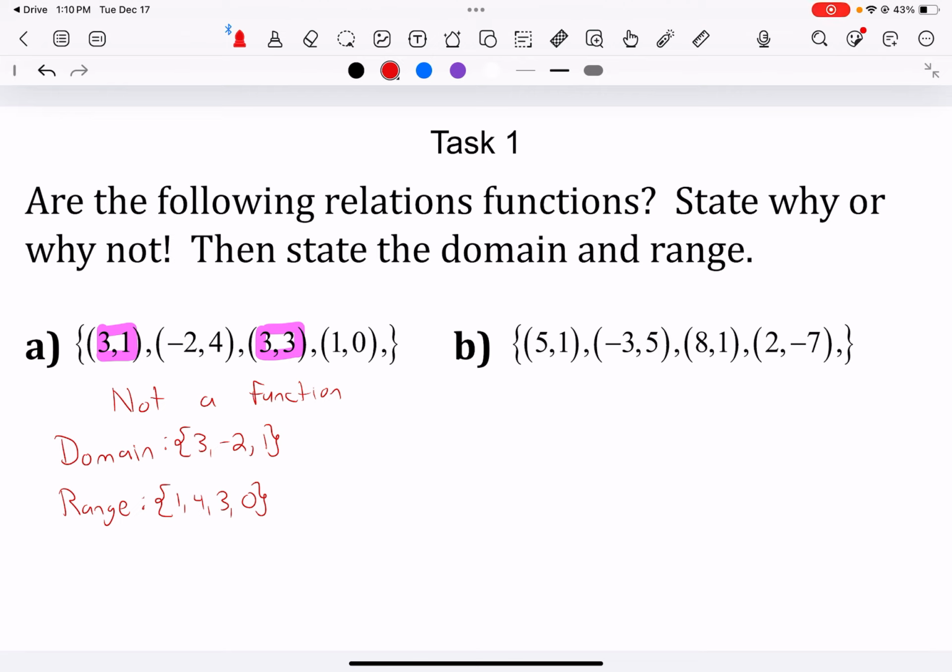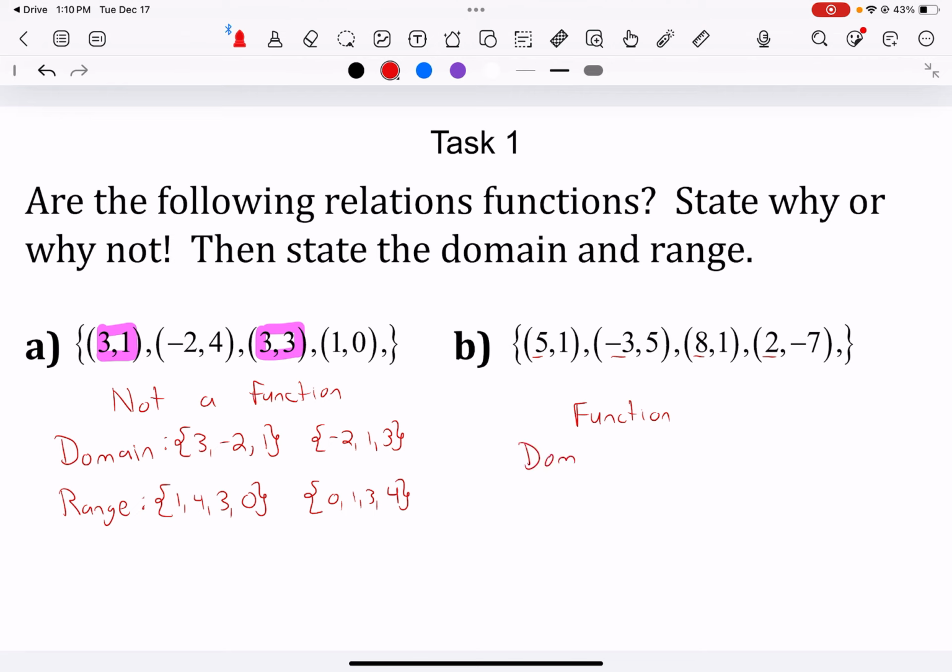It's better to write them in numerical order, so our domain would be -2, 1, and 3. Our range is 0, 1, 3, and 4. For B, each input or each x value only goes to one y value. So none of the inputs repeat, so this would be a function.